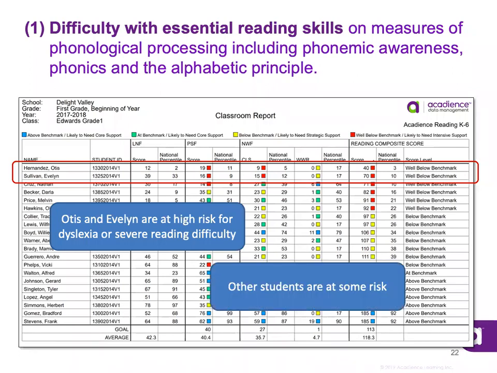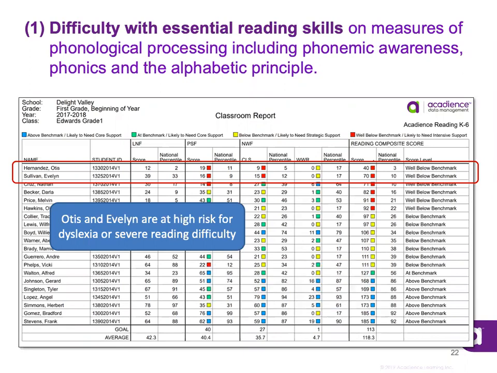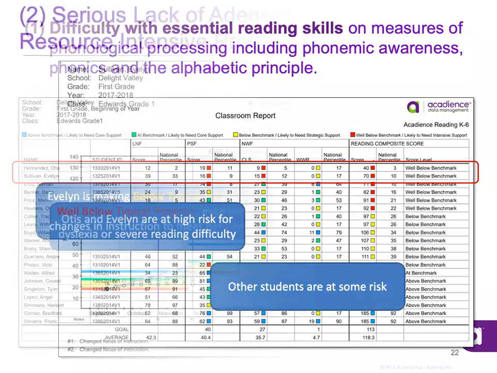Other students in this classroom are also at risk. So again, the percent of students, let me remove that so you can see, the percent of students in the class is important to consider. I'm going to have a different approach if it's just Otis and Evelyn who are scoring well below benchmark. But you can see that more than half of this first grade class is scoring well below or below benchmark. That means I need a class-wide or school-wide approach to changing my instruction to meet this need.